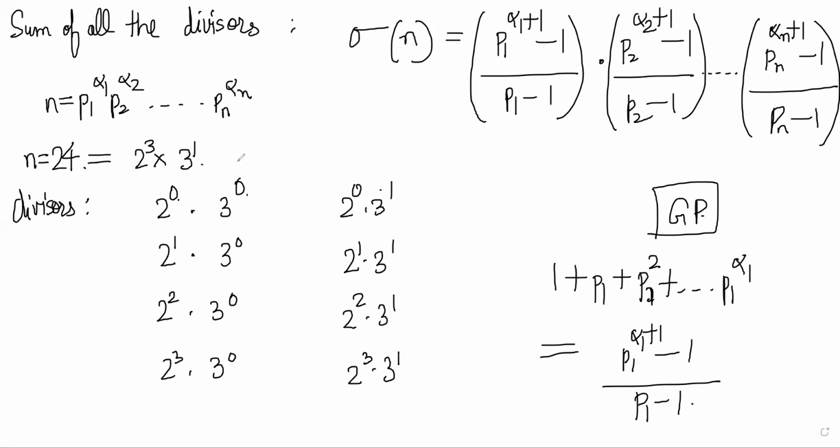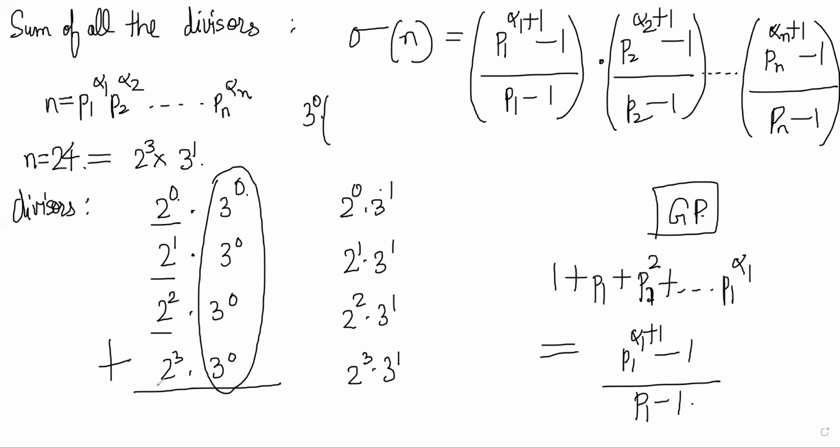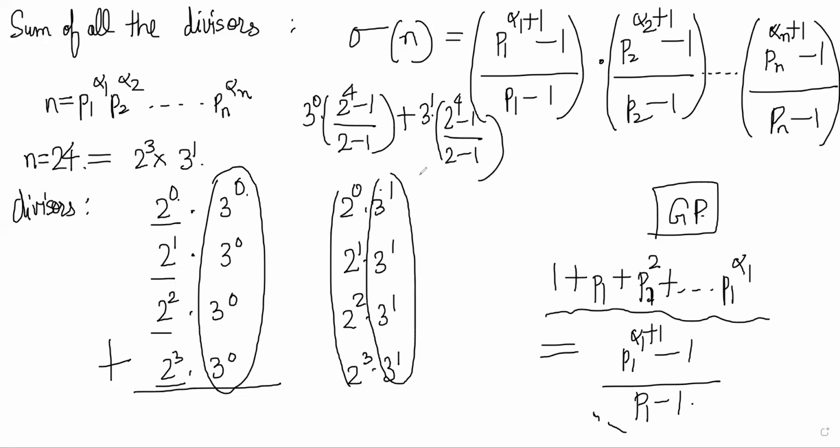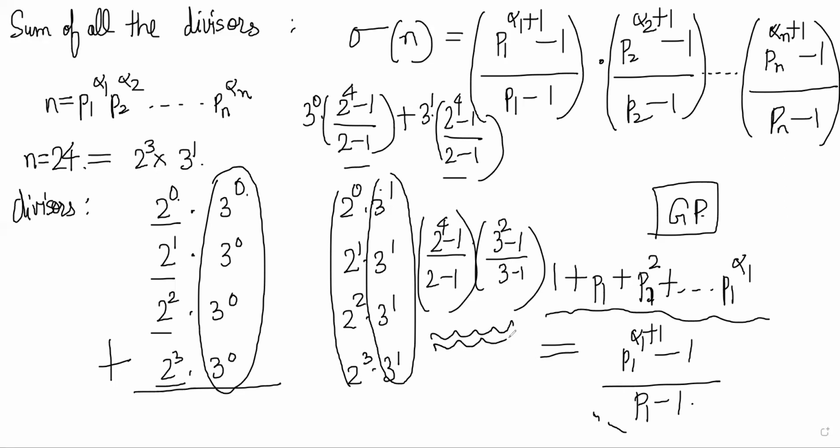These are all the divisors, and I want to add all of them to find the sum of all the divisors. So add in a vertical column like this. Take 3 power 0 common. This is 2 power 0 plus 2 power 1 plus 2 power 2 plus 2 power 3, which will be 2 power 4 minus 1 by 2 minus 1. And then again take 3 power 1 common, and again this is the same thing, so it will be 2 power 4 minus 1 by 2 minus 1. Then take this common. You get 2 power 4 minus 1 by 2 minus 1 multiplied by 3 power 0 plus 3 power 1, which will be 3 power 2 minus 1 by 3 minus 1. Are you understanding what we are doing? We are writing all the possible divisors and adding vertically so that we can add all the divisors of two increasing powers once and then take common the 3 power.